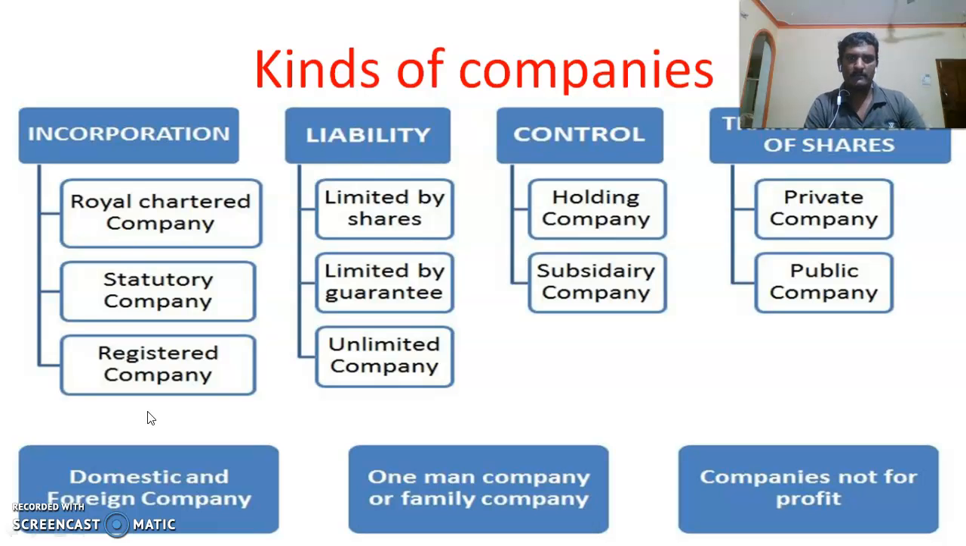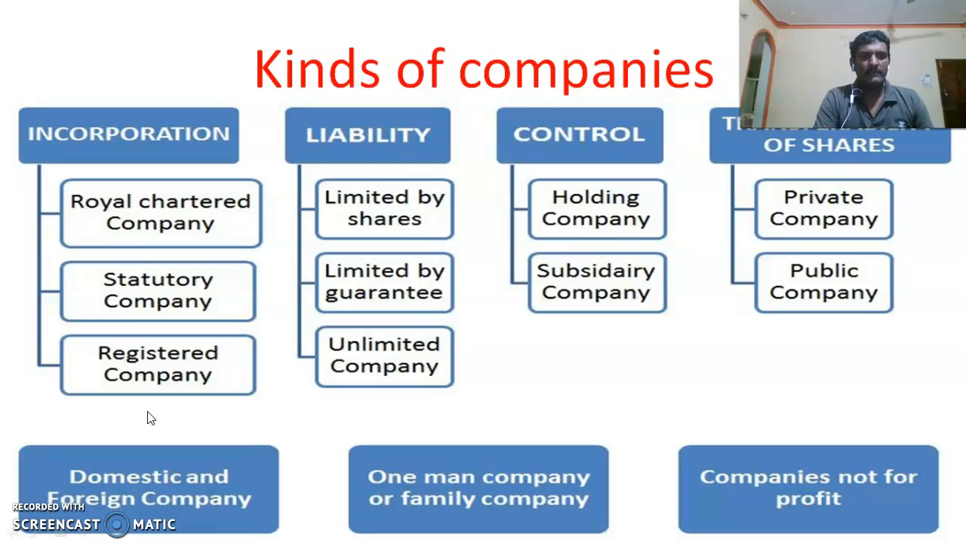The companies can be classified based on various elements. First of all, we can classify the companies on the basis of incorporation. On the basis of incorporation, we can have three kinds of companies. One is a royal chartered company, second one statutory company, and third one is registered company. Then what is a royal chartered company?